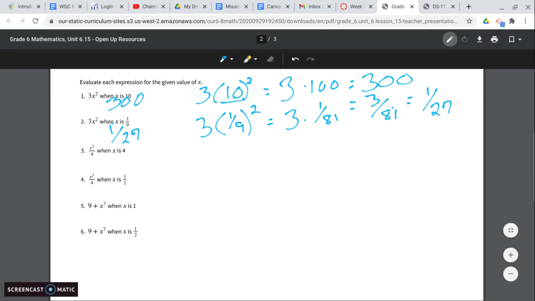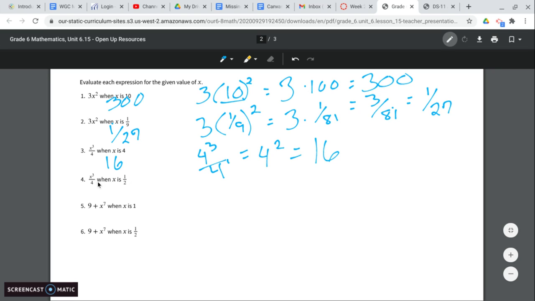All right, the next one, number 3, we have x to the third divided by 4, when x is 4. That means we have 4 to the third over 4 to the first. Anytime we have a whole number, it's just to the first power. When we have things like this, the exponents subtract when we're dividing. So 3 minus 1 is 2, so this is really 4 squared, which is 16.